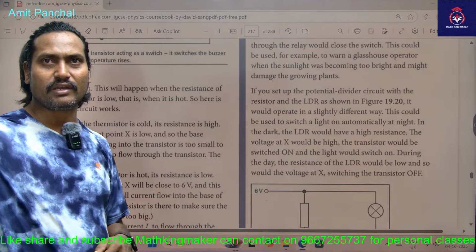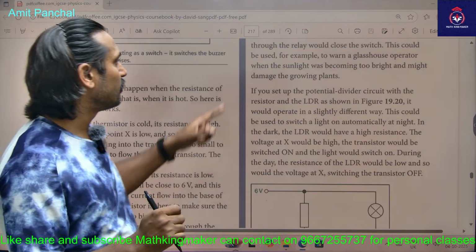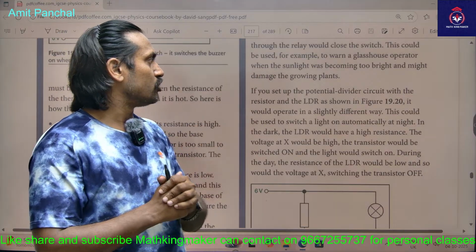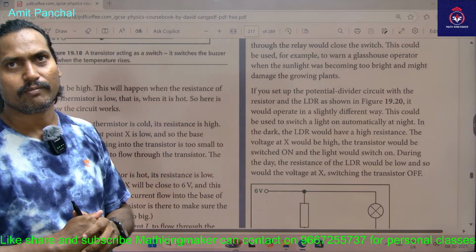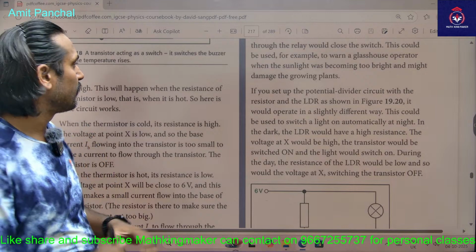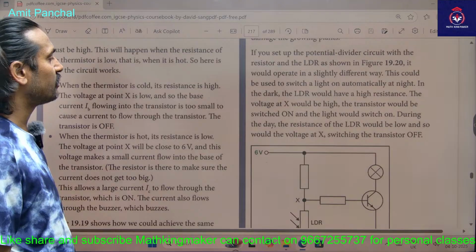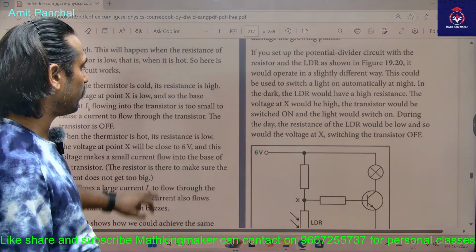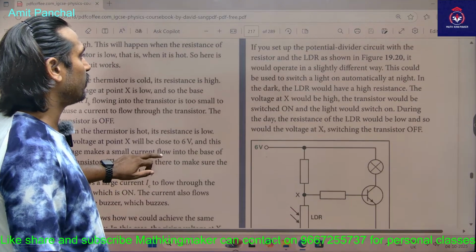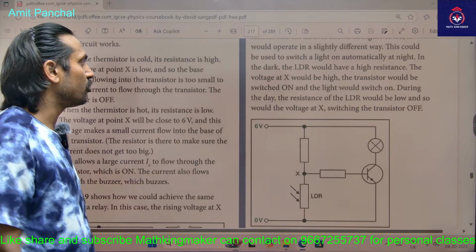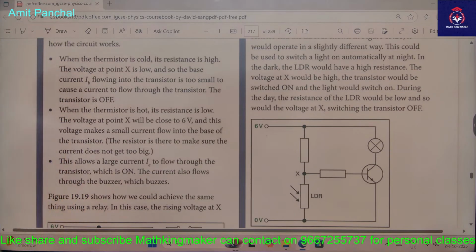As the light is very high, then that will switch on. So if you set up the potential divider circuit with the resistor and the LDR as shown in figure 19.120, it would operate in a slightly different way. This could be used to switch a light on automatically at night.